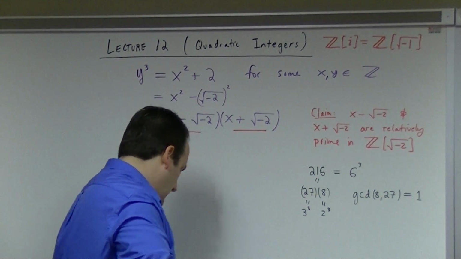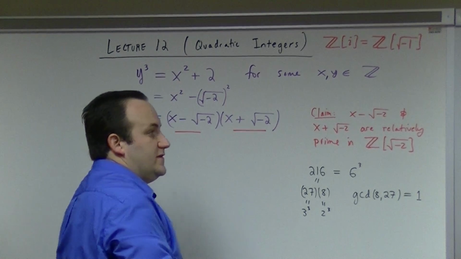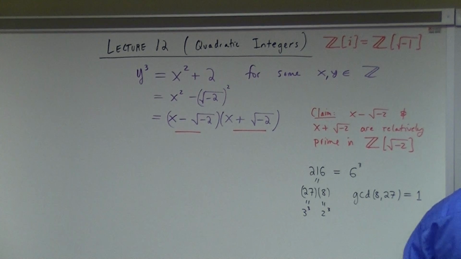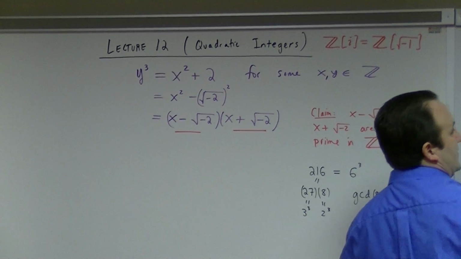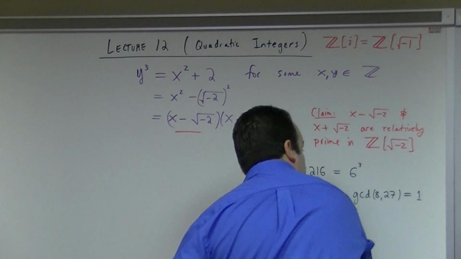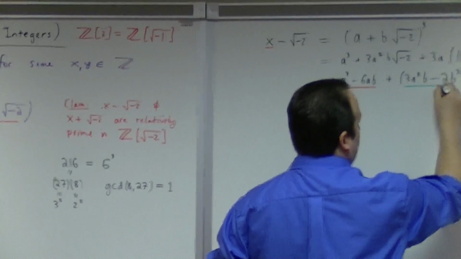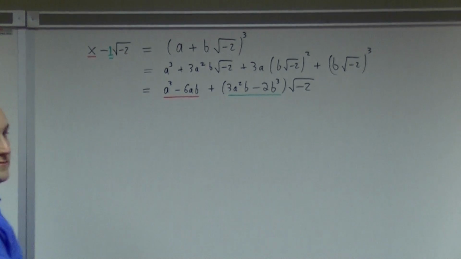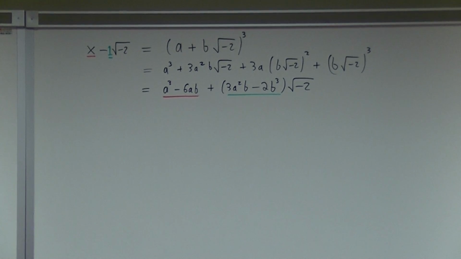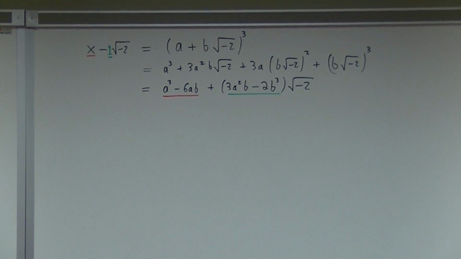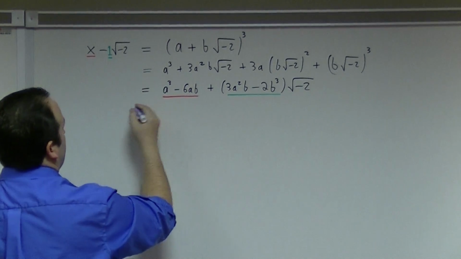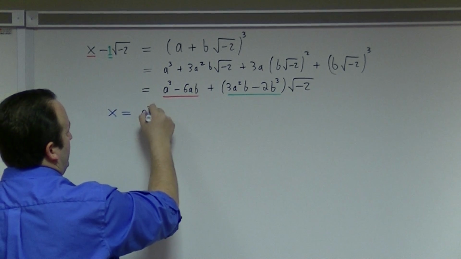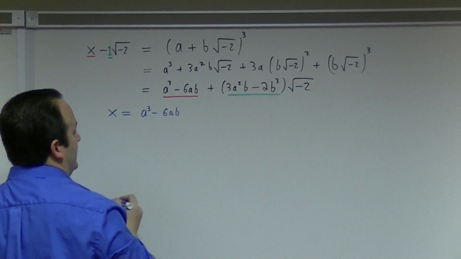But the coefficients here have to match up, right? Like whatever's here has to match this x, and perhaps more instructive, whatever's here has to match this minus 1, which is right there. So we get two equations here. What are the two equations we get? We get x is equal to a cubed minus 6ab. Okay, that's not especially enlightening.